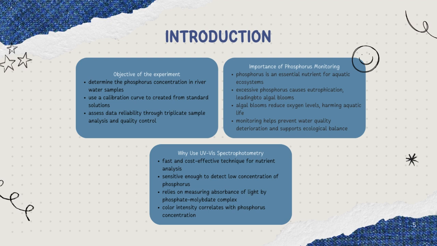So, why use UV-vis spectrophotometry? UV-vis spectrophotometry is a fast, affordable, and sensitive method for detecting phosphorus. It works by forming a blue color complex between phosphate and molybdate reagents. The spectrophotometer then measures how much light is absorbed by this complex at a specific wavelength. The more phosphorus in the sample, the more intense the color and the higher the absorbance.